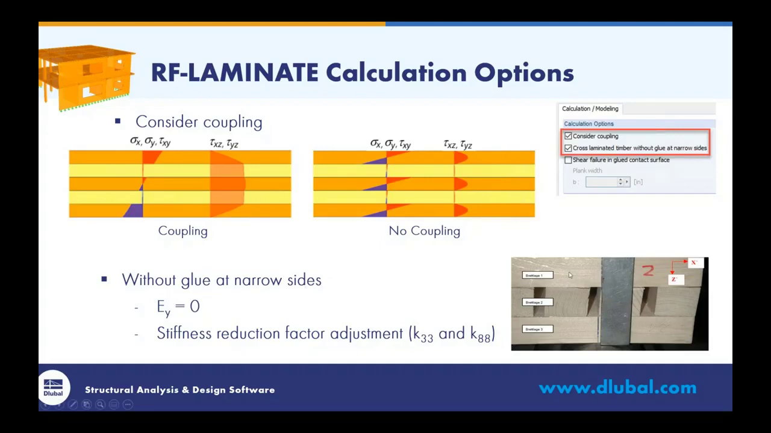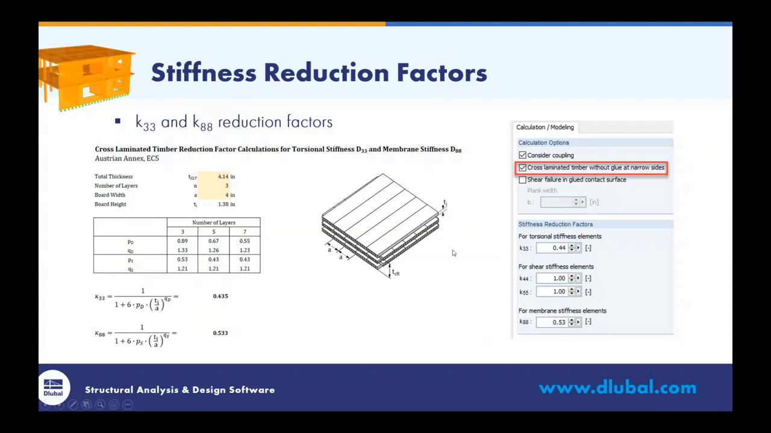So if we take a look at maybe an exaggerated cross-section here of a CLT panel, each layer includes individual board elements. And with this checkbox turned on, we're assuming that there is not glue between the narrow sides of these boards adjacent to each other. Therefore, when this checkbox is on, we're automatically going to set the modulus of elasticity in the local y direction of the panel equal to 0. So we do not have any stiffness in that direction. Now, it's highly recommended that we also make an adjustment to our stiffness reduction factors K33 and K88. So we'll move on to the next slide to discuss this a bit further.